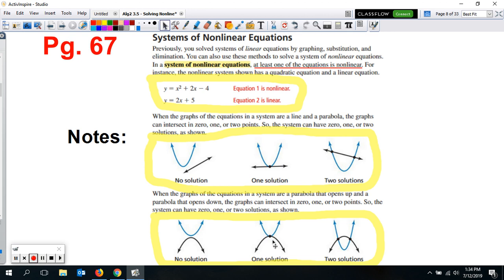If they only touch in one spot, like here, the vertex of each parabola is touching each other, so they share a common vertex. So there's 1 solution there, which would be the vertex point. And then this one here is kind of overlapping. So one parabola is overlapping the other, and you can see it's touching in 2 places, so there's 2 solutions on this one. So go ahead and draw these down in the little note section down there.